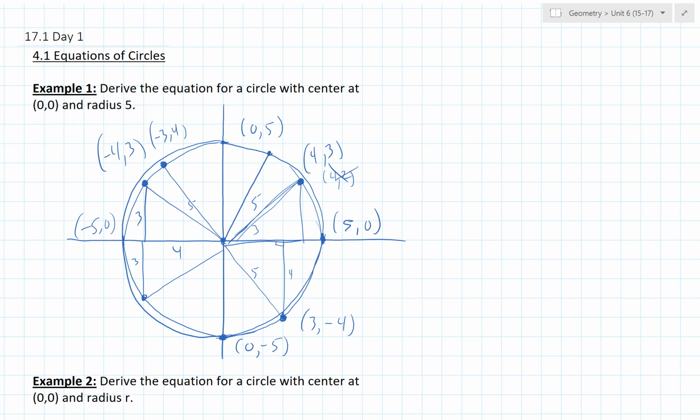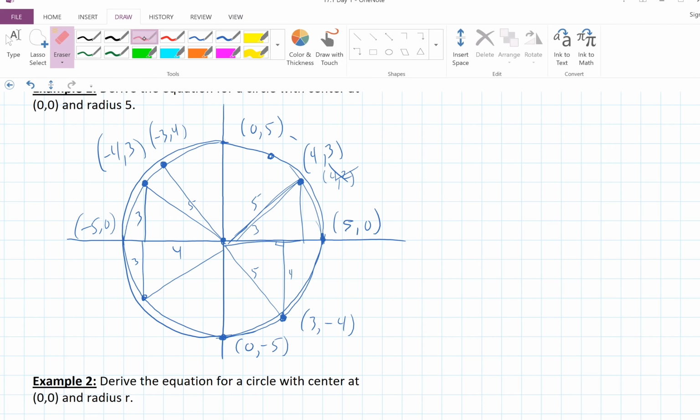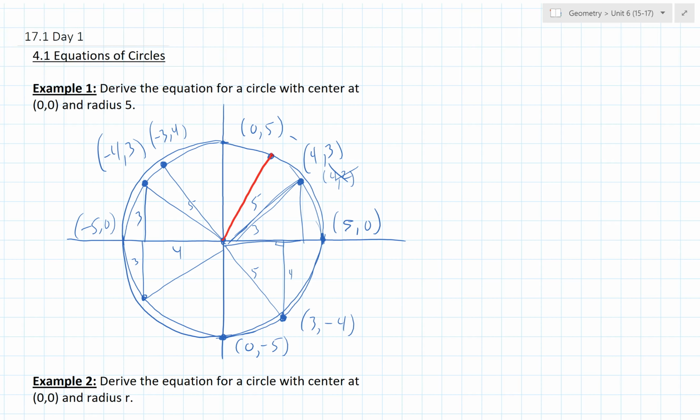pick a point and just call it xy. So I have a point on the edge of my circle. We're going to name it xy. In fact, I'm going to do it in red so we can distinguish it from the other points that are there. Okay, so we have this random point, and we're going to call it xy.